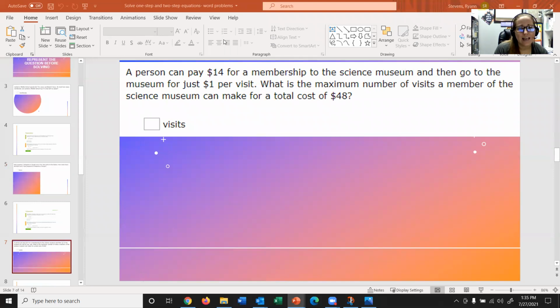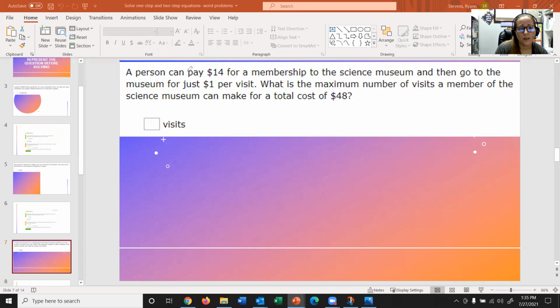So this question says, a person can pay $14 for a membership to the Science Museum and then go to the museum for just $1 per visit. What is the maximum number of visits a member of the Science Museum can make for a total cost of $48? So let's go through and highlight those key pieces of information.